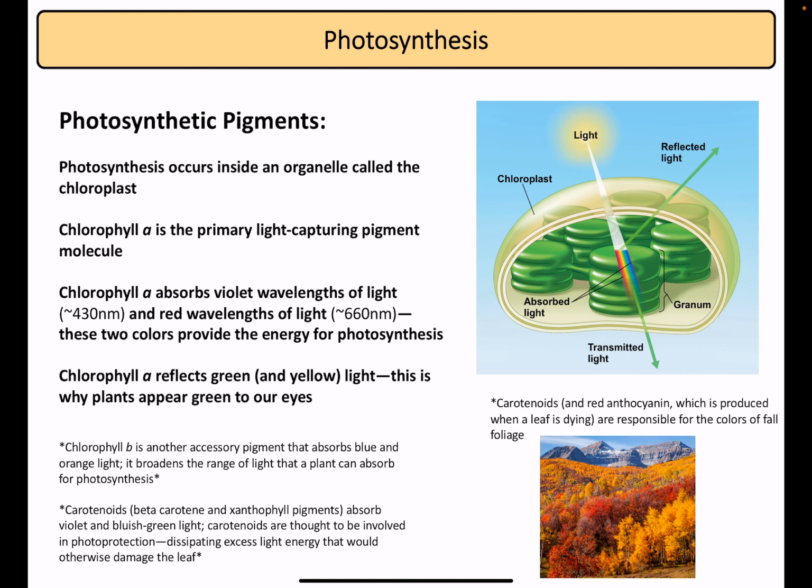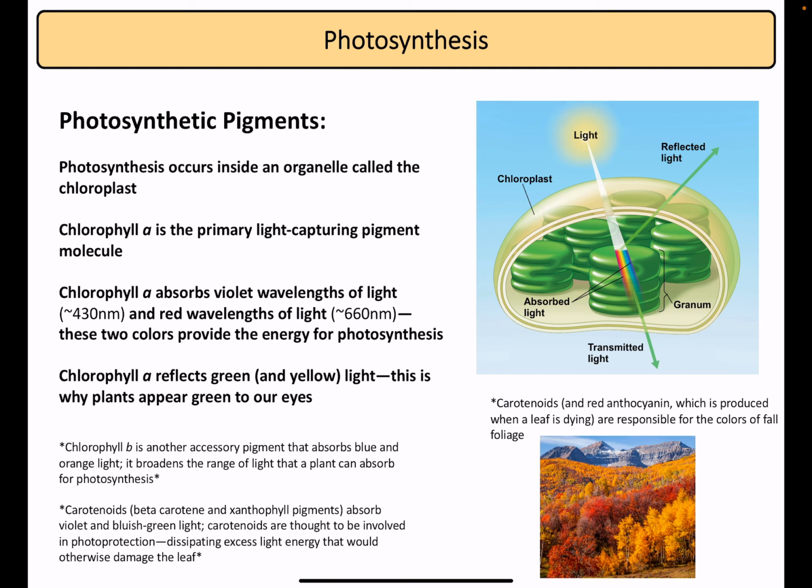Now, chlorophyll pigments don't just use any color. They specifically use two different colors of visible light, and those two different colors are a bluish violet and red. So the two different colors that power photosynthesis are blue-violet and red.